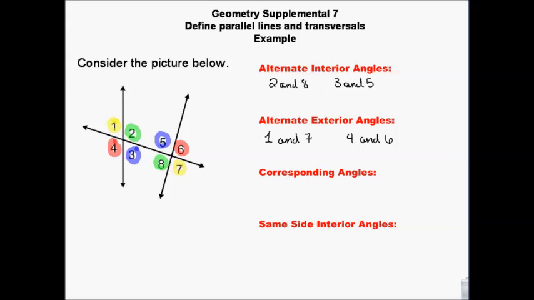I'm going to have to erase this, so if anybody's taking pictures of the color, sorry. Corresponding are in the same position. So I have 1 and 5, 2 and 6, 4 and 8, and 3 and 7. Okay. Those are okay? And then finally, we have same side interior, which gives me 2 and 5, and 3 and 8.